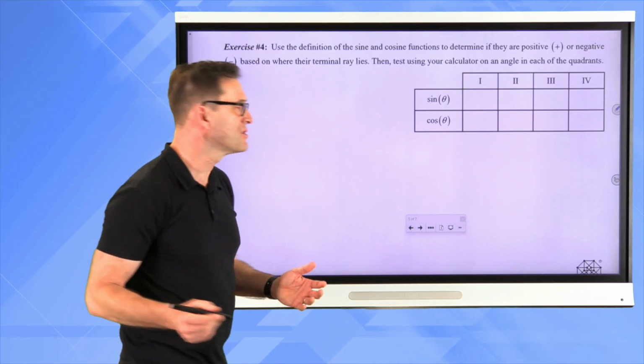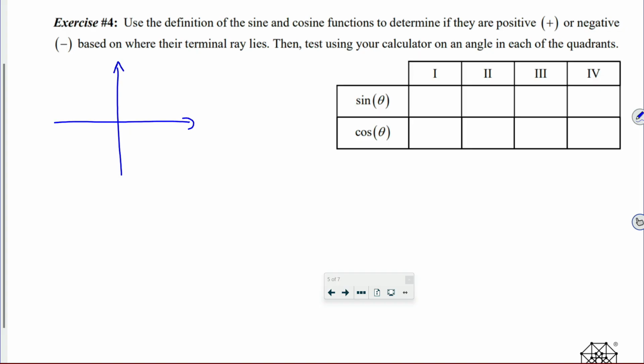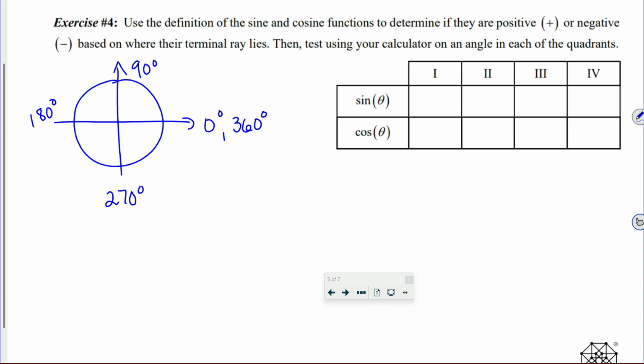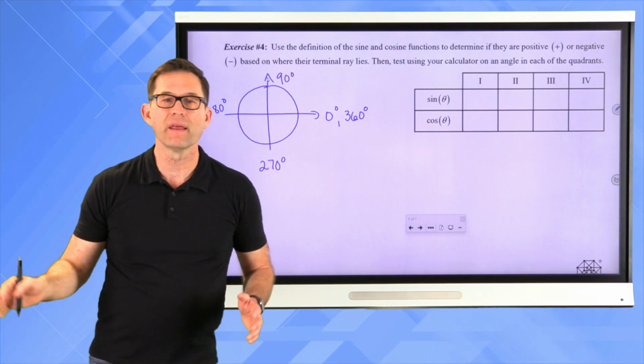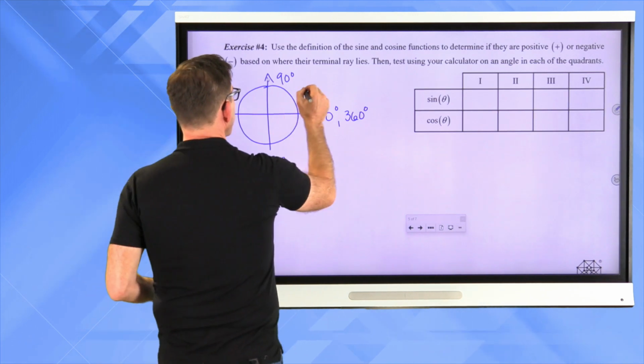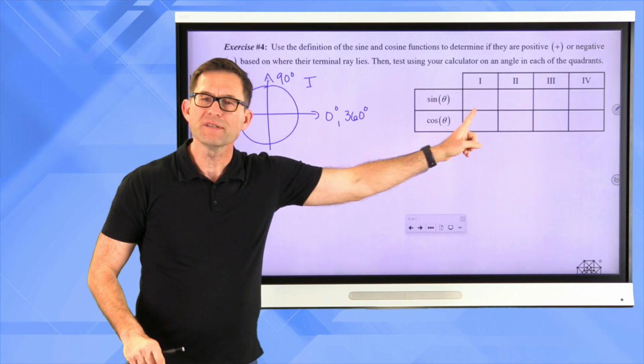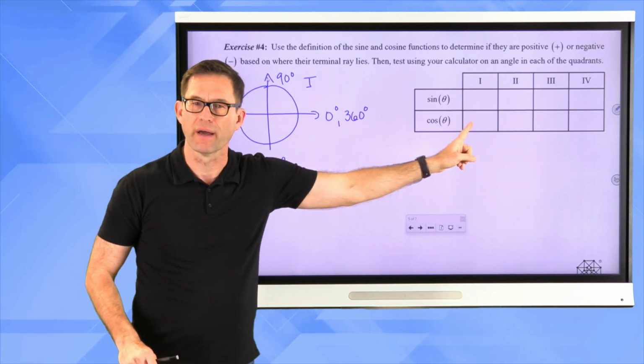Okay, so here's my point, right? I've got this unit circle, right? And I've got 0 degrees, I've got 90 degrees, I've got 180 degrees, 270 degrees, and then back to 360 degrees. I've also got the negatives, I've got the radians and all that, but let's just leave it there. So if I'm in the first quadrant, quadrant 1, what must be true about sine and cosine?